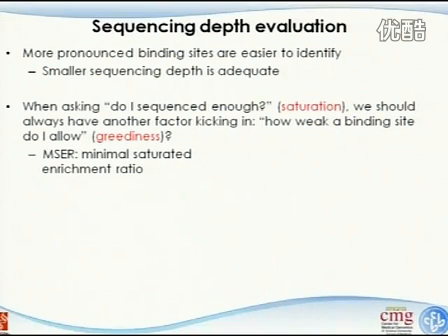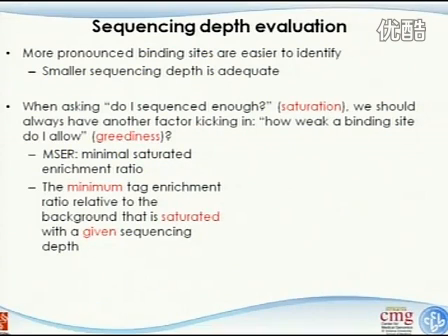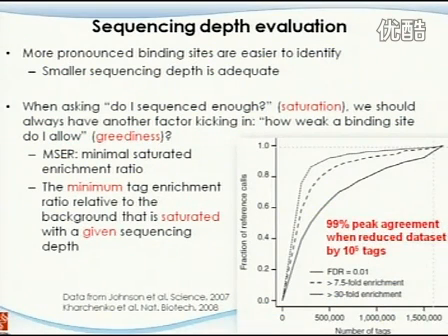So there's a definition called the minimal saturated enrichment ratio, which is the minimum tag enrichment ratio relative to the background that is saturated at a given sequencing depth. Okay? So let me give you a real example. Hopefully this will make better sense. Otherwise, again, this will not be in the quiz, but it will be in the final exam. So you still have opportunities to work through the slides after you go back and understand this better.